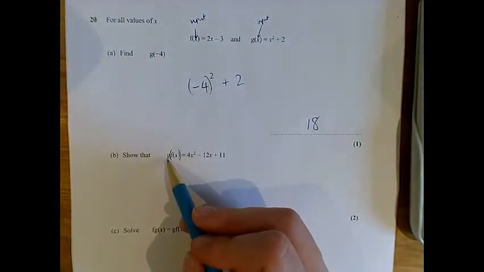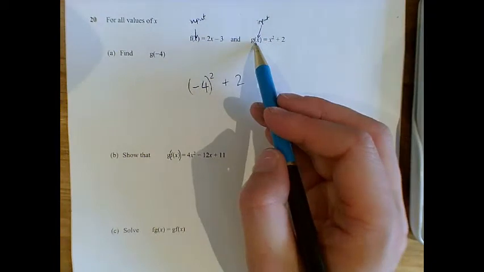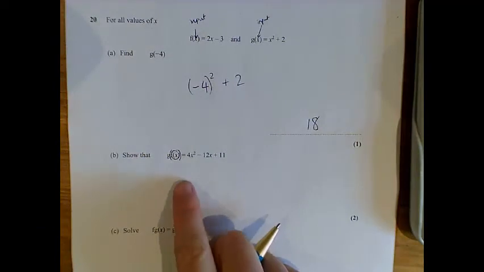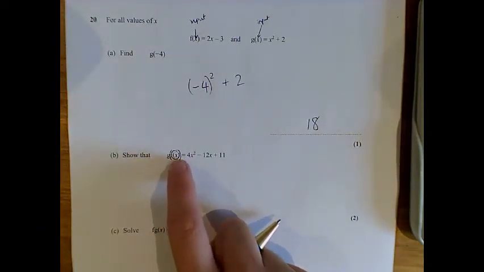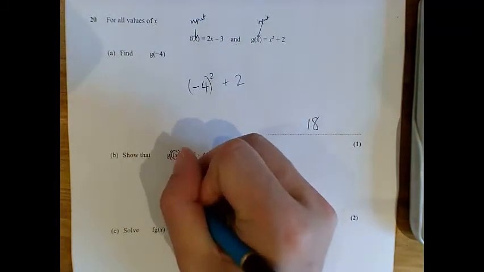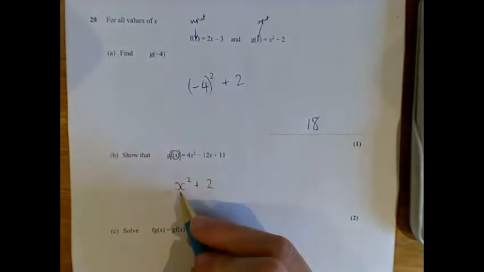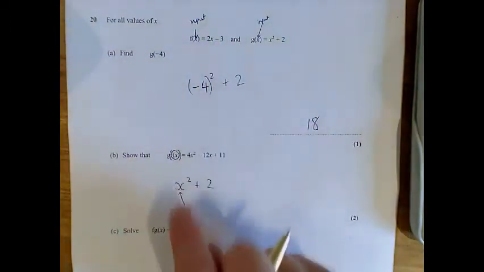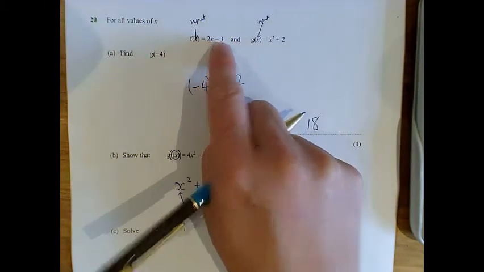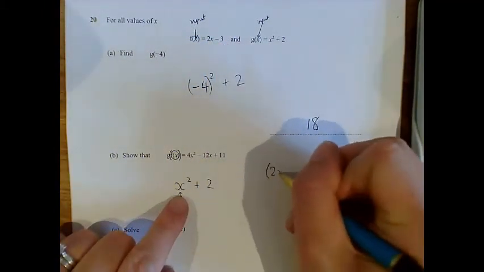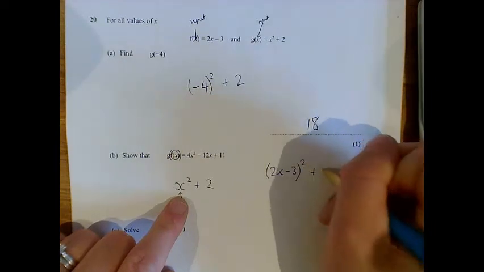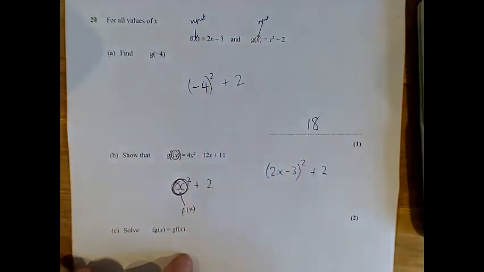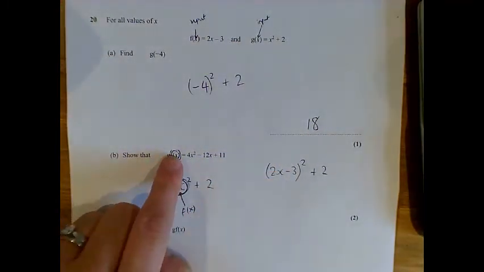So if you can see here, it's almost like we're saying we're going to take g and the input is going to be f of x. Can you see that? So g of something is this. So I'm going to take g, which is x squared add 2, and my input here is going to be f of x. So I'm going to change this input here to be 2x minus 3. So I've got 2x minus 3 squared add 2. So I'm saying that this bit here needs to be f of x. So I'm taking g of x and I'm putting f of x into it.